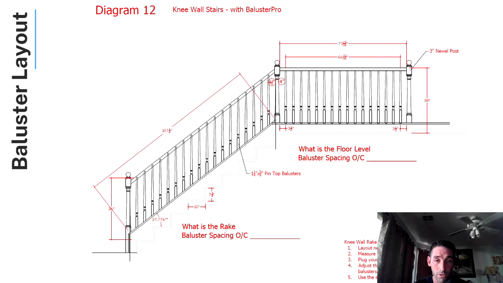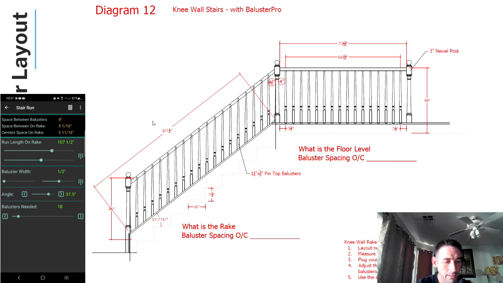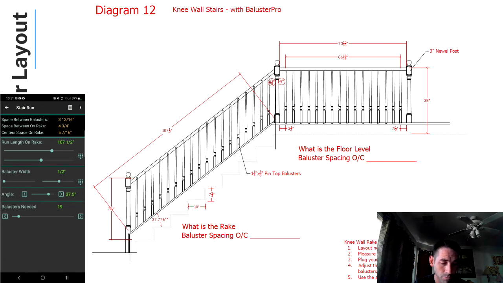Now the next is the Baluster Pro app. I can open that up real quick and see if we can do that together. So we're looking at a stair run. Okay, and you can see we are 107.5 from skinny point of this newel to skinny point of this newel. So length is going to be 107.5. Okay. Baluster width, we're going to do ½ inch. This is 5/8. I did ½ inch in my other example, but we'll leave it at ½ inch. We know our pitch is 37.7.